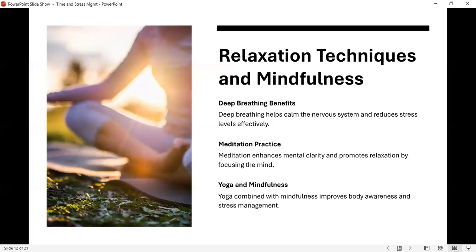Yoga and mindfulness. Mindfulness is huge. Being purposeful and mindful about what we're doing step to step each day.